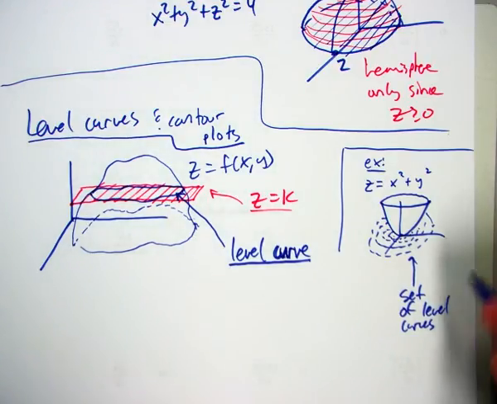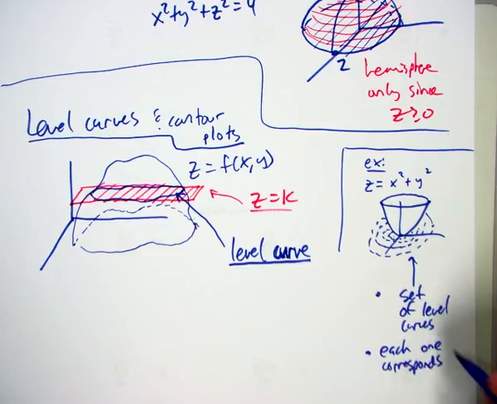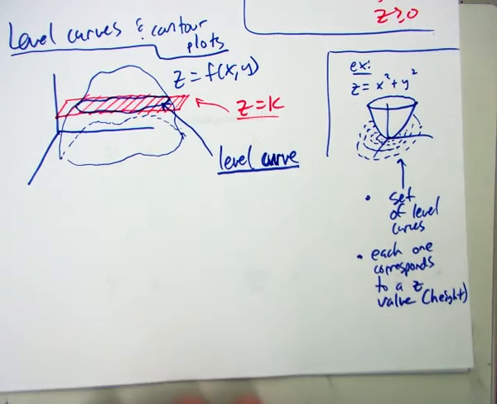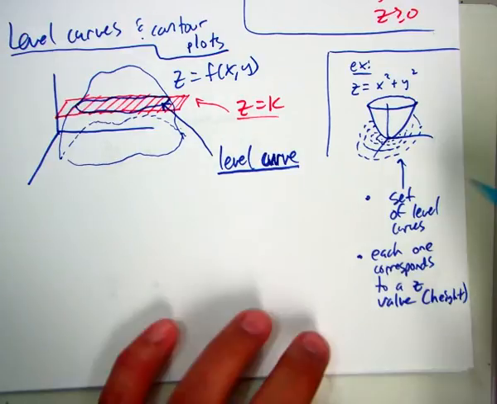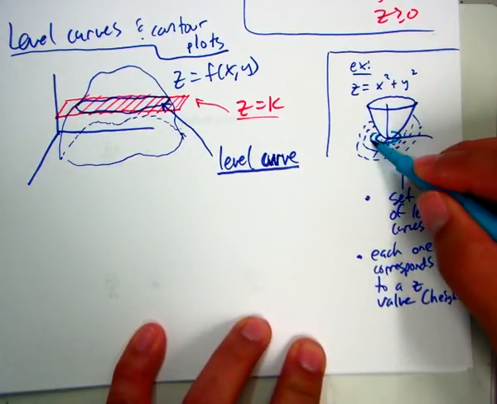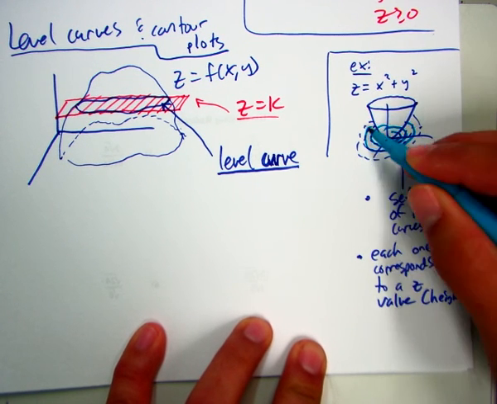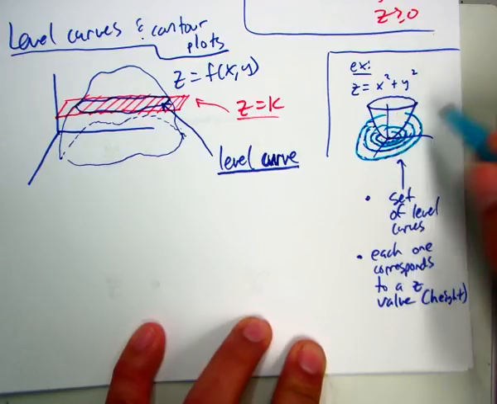Each one corresponds to a z value. I like to think of that as height. So for instance, this first level curve, that might be when z equals 1. This next one might be when z equals 4, right? The one after that might be a little bit higher, and so on and so forth. So maybe this was z equals 16, and so on.